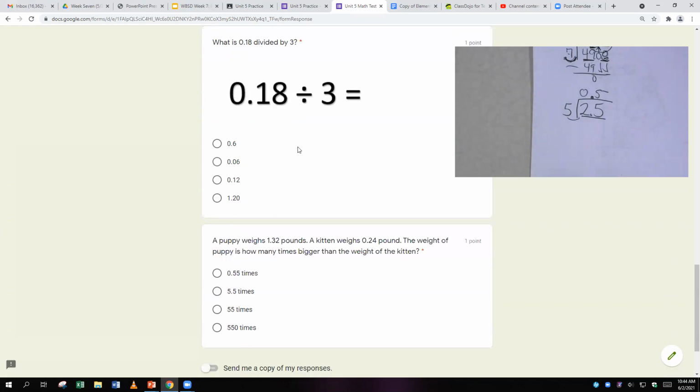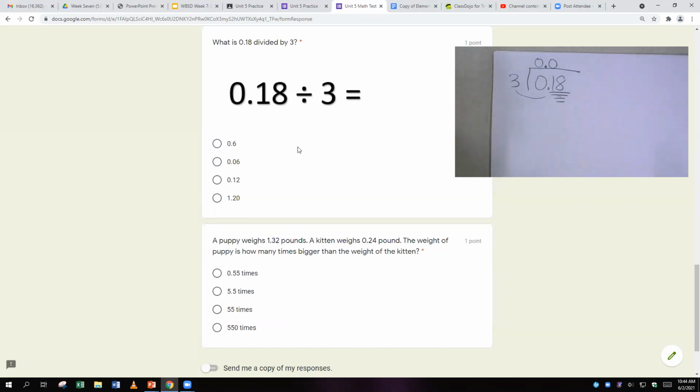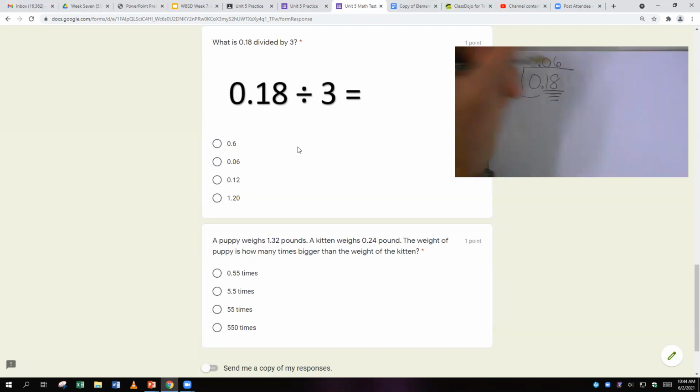And then we have 0.18 divided by 3. How many 3s go into 0? None. So you have a decimal. How many 3s go into 1? None. How many 3s go into 18? Well, I know 6 times 3 is 18. Let me make sure that's the right answer. 3, 6, 9, 12, 15, 18. Yes.